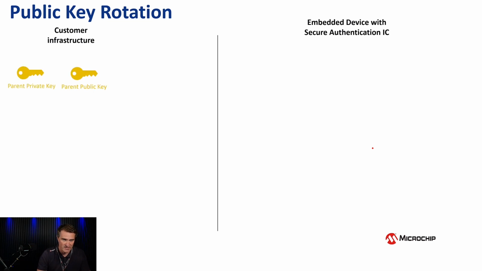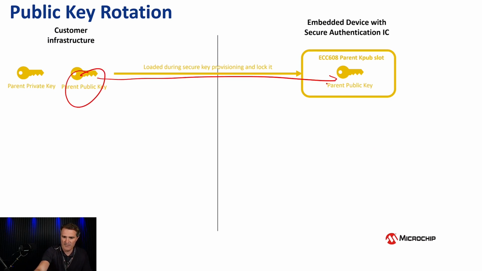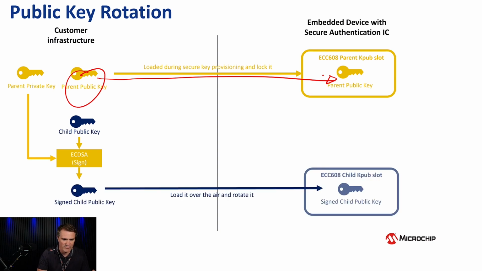You have a parent set of an asymmetric key pair, private and public keys. You take the parent public key and load it into the 608. That's done during manufacturing, during the secure key provisioning, and you lock that key. Now you have the concept of a child key. You have a child public key, and very soon we're going to talk about the child private key. The child public key will need to be signed by the parent private key. And now you have a signed child public key.